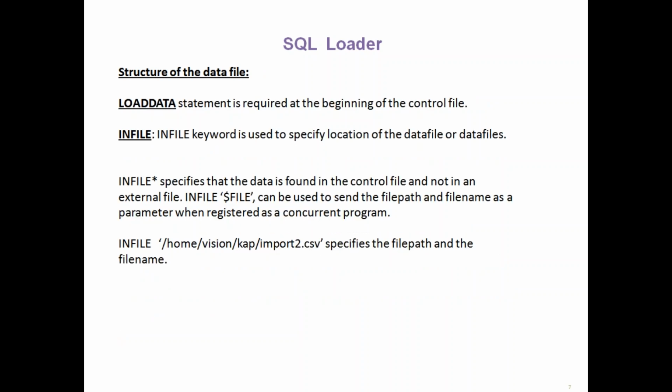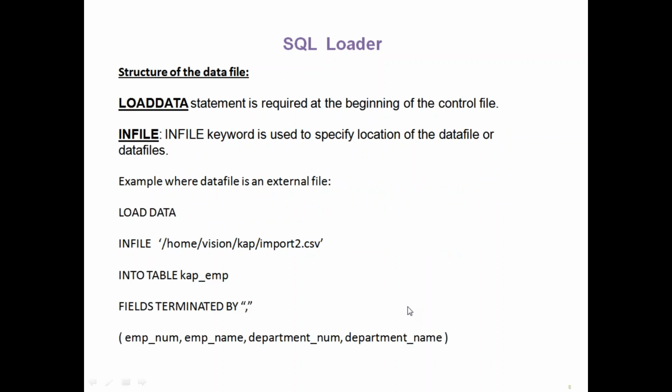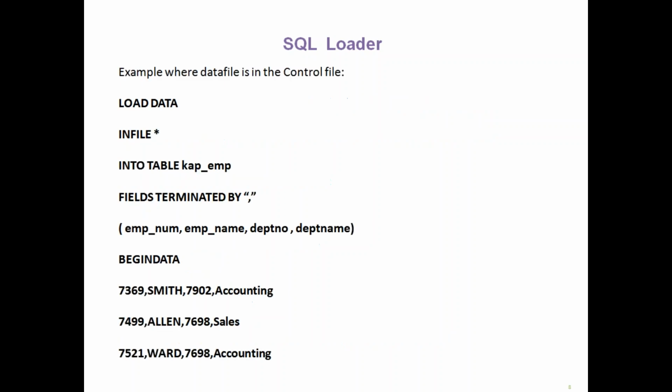So here we just need to mention infile, followed by your file name. Infile star specifies the file is found in the control file, not in an external file. Infile can be used to send the file path and file name as a parameter when registered as a concurrent program. We'll see this. In this one, the fields are terminated by comma. CSV file, very simple.